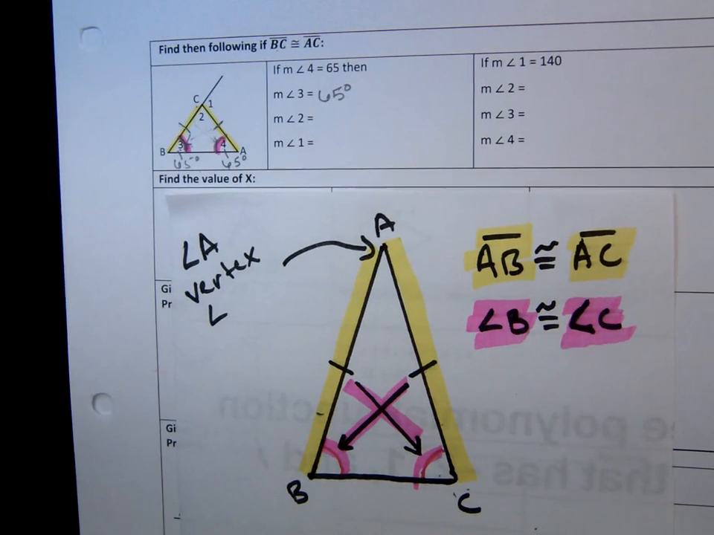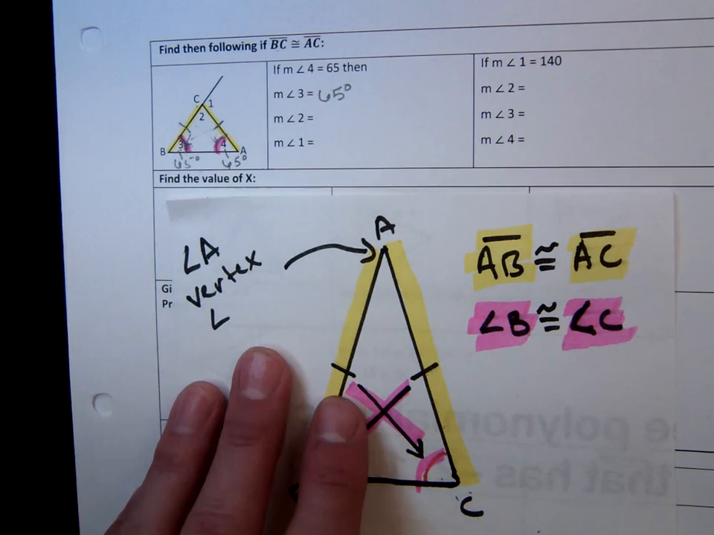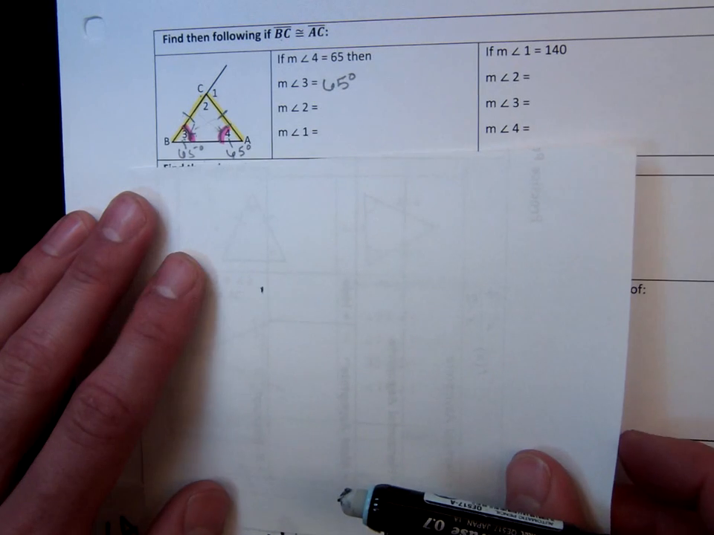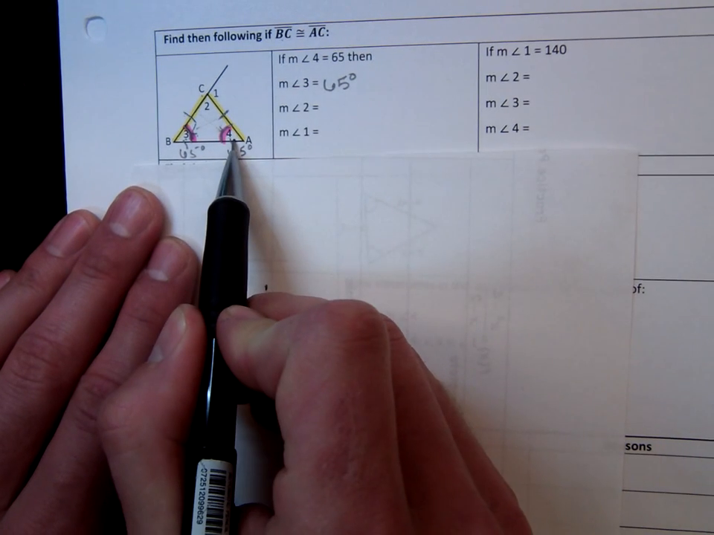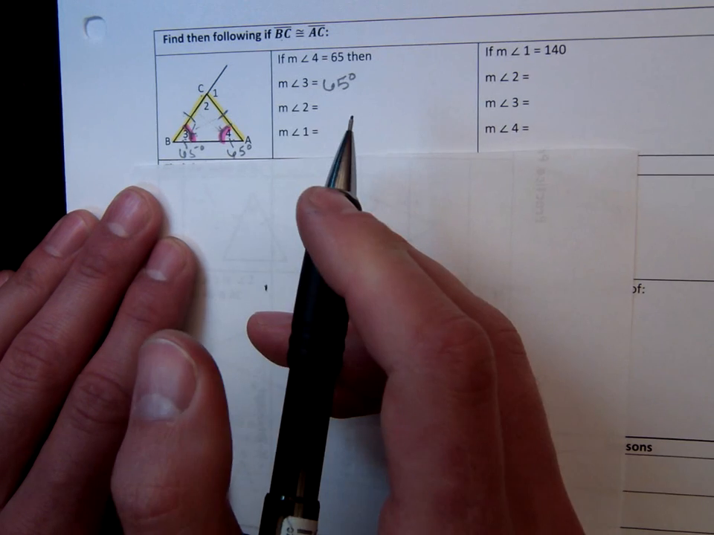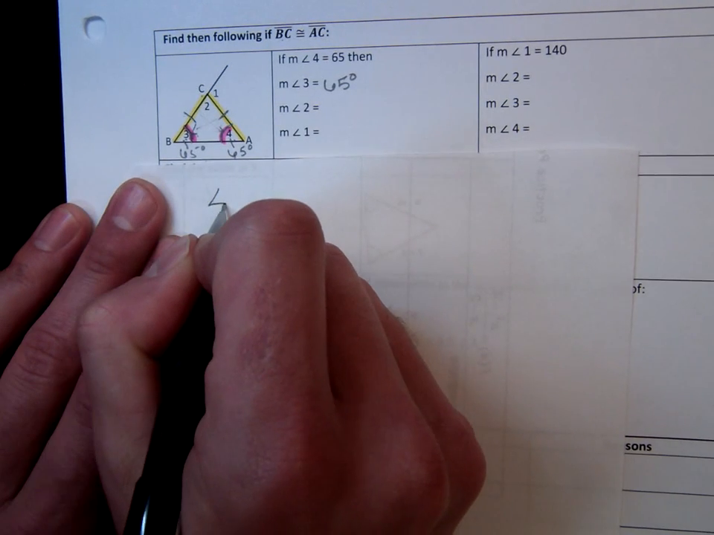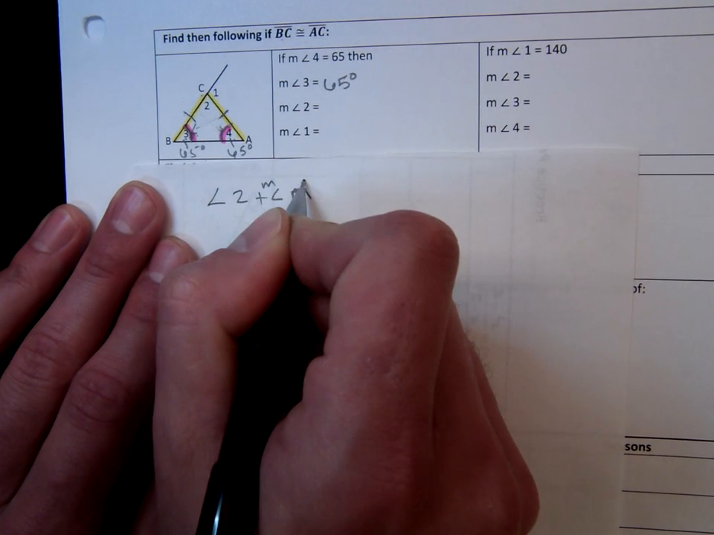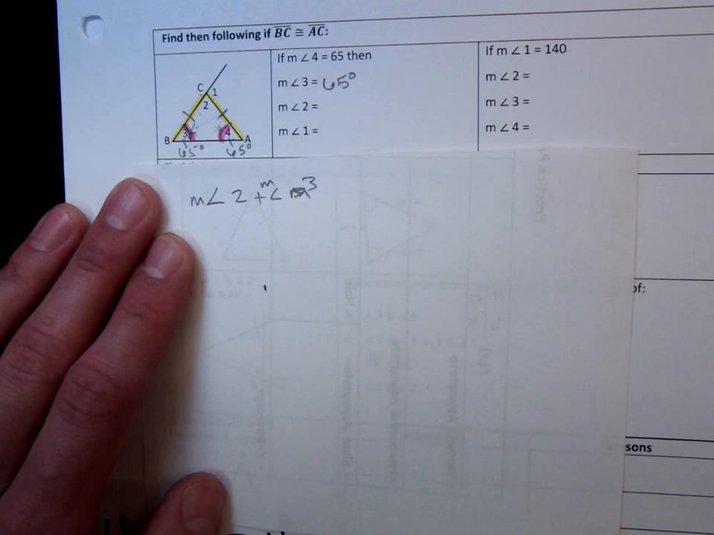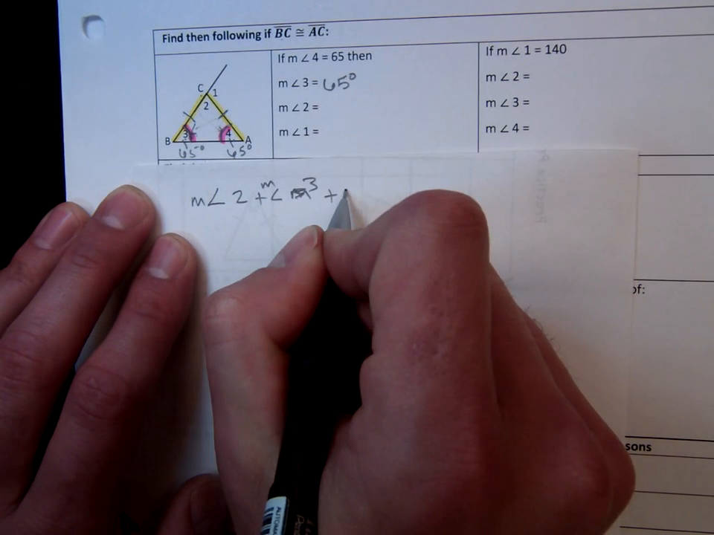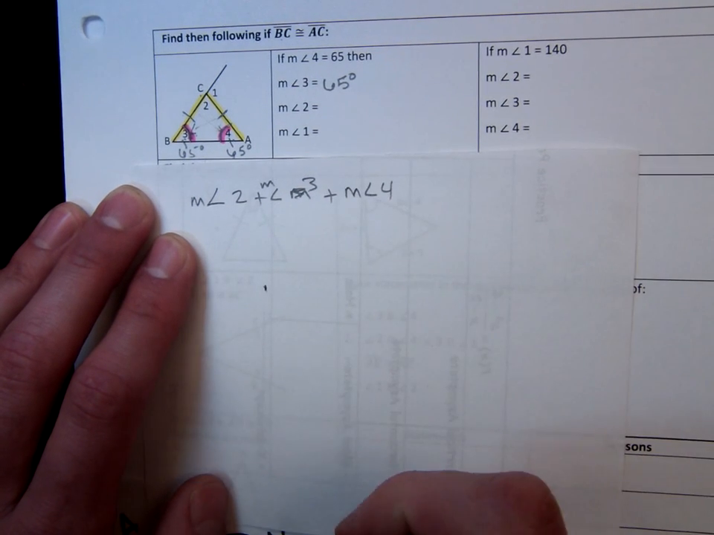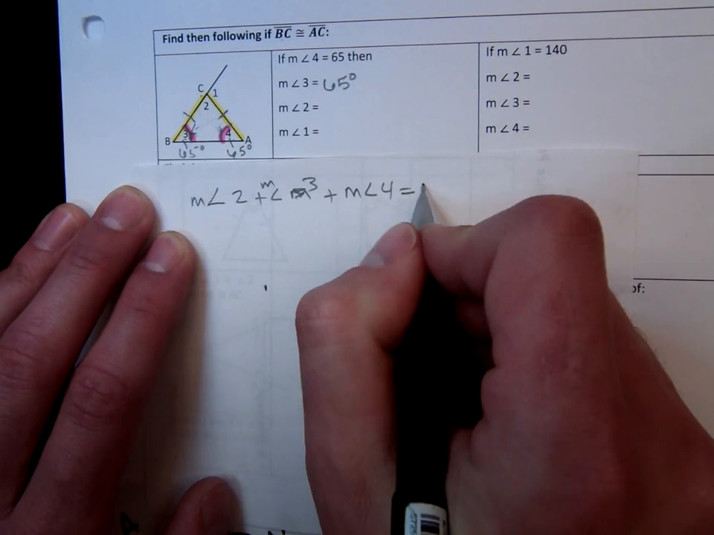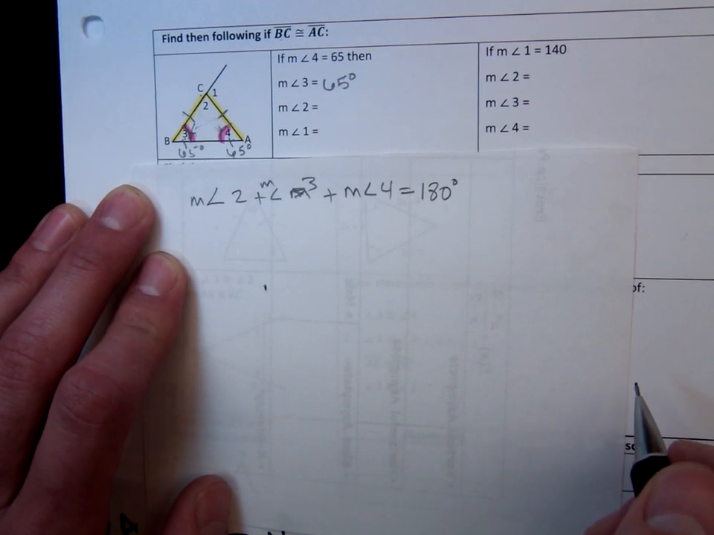Now it asks me to find the measure of angle 2. I'm going to set my cheat sheet aside here for a moment just so I have a little extra room. Well, I know 2 angles of the triangle, but I don't know the third. So what I can write is that the measure of angle 2 plus the measure of angle 3 plus the measure of angle 4 must be equal to 180 degrees, because the 3 angles of a triangle always add up to 180 degrees.